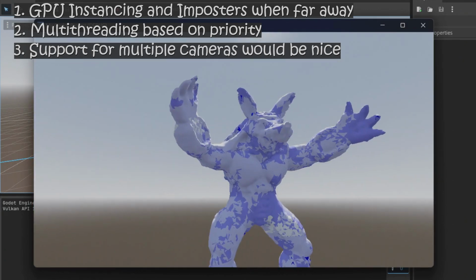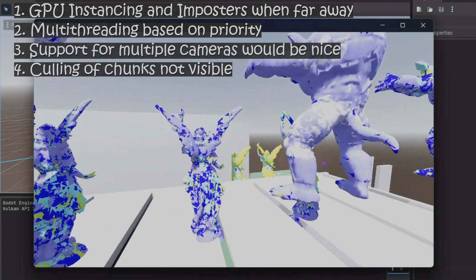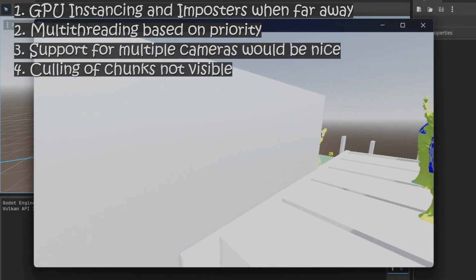Chunks that are occluded can be culled. Currently, LOD chunks don't update every frame, only every 0.2 seconds. This is enough time to see pop in and pop out. To have occlusion culling, I would need to update every frame.